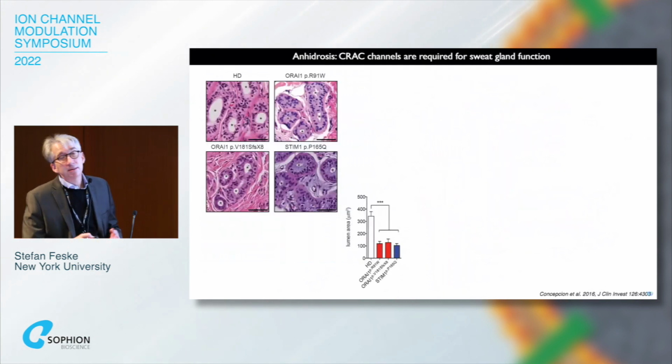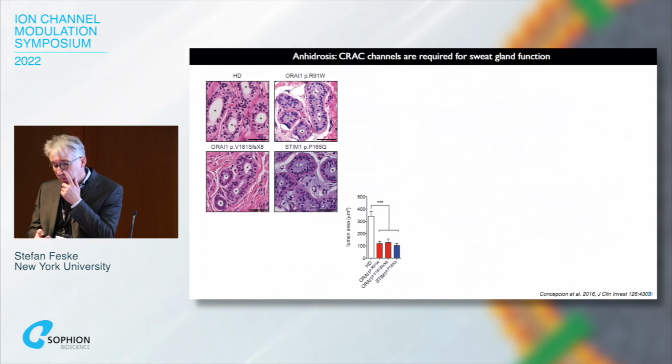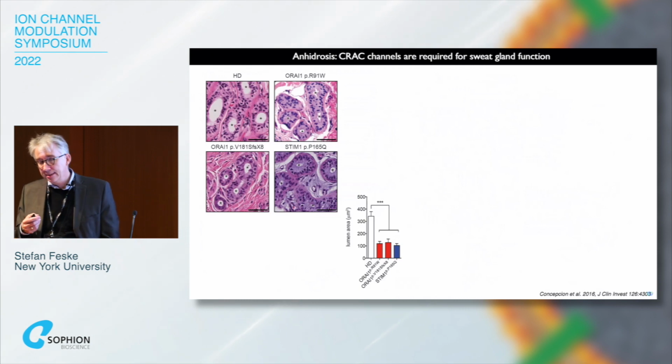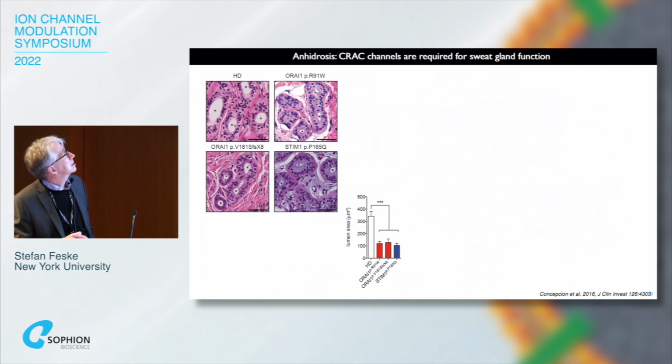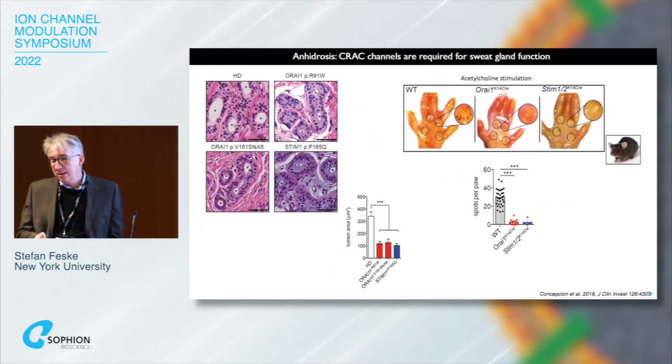One phenotype is that these patients cannot sweat, so they have anhidrosis. And we were wondering for a long time, why is that the case? Do they have, for instance, a defect in sweat gland development? But that's not the case. These are biopsies from patients with Orai-STIM mutations, and they do have sweat glands. But what we realized, looking at the biopsies, is that the lumen of the sweat glands is smaller. That's quantified here. And we thought that may have to do with impaired sweat production.